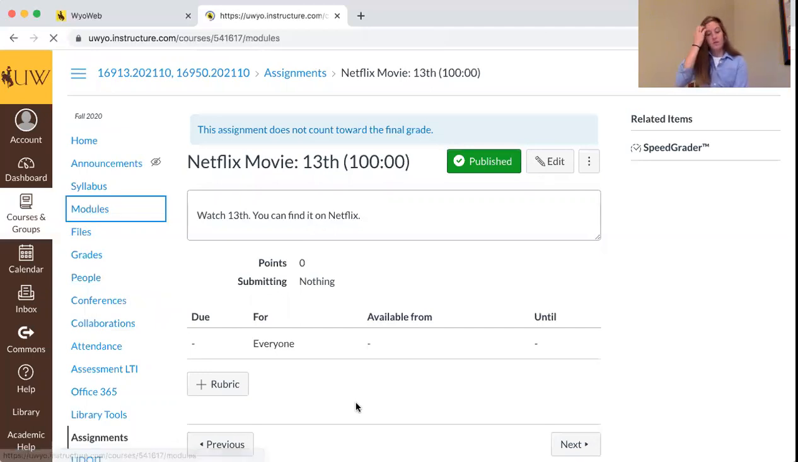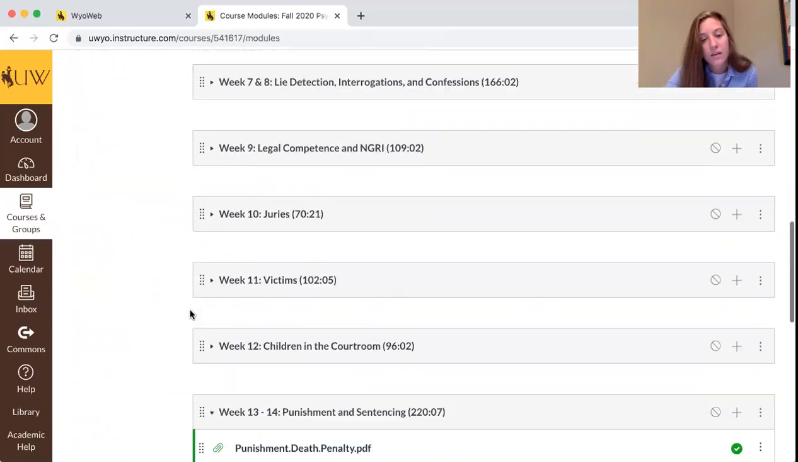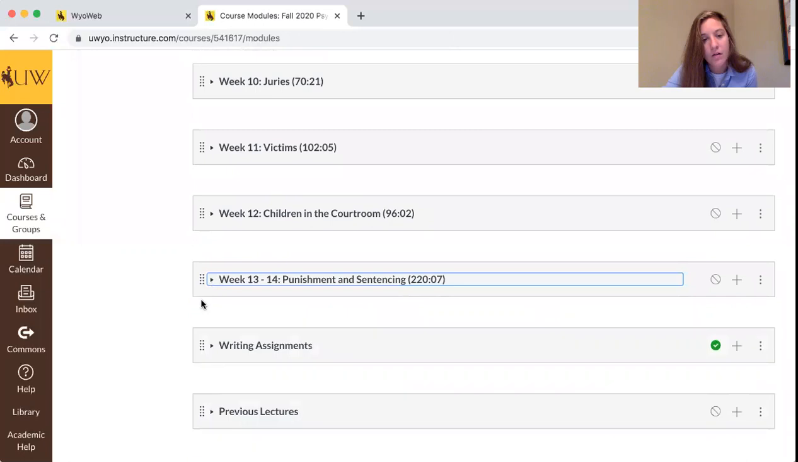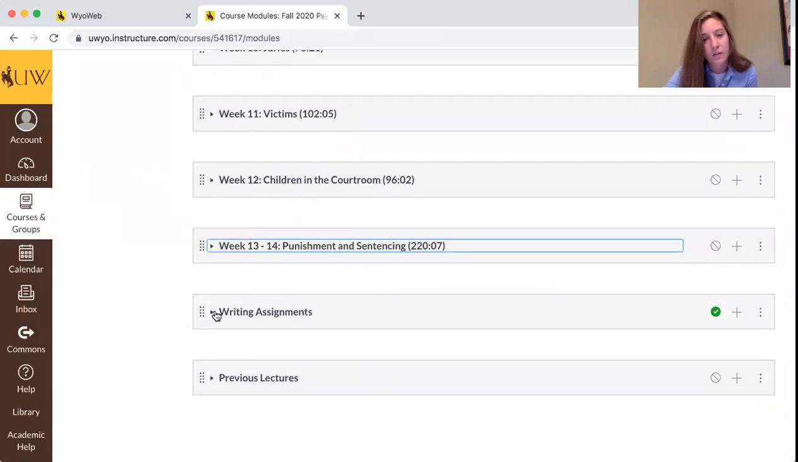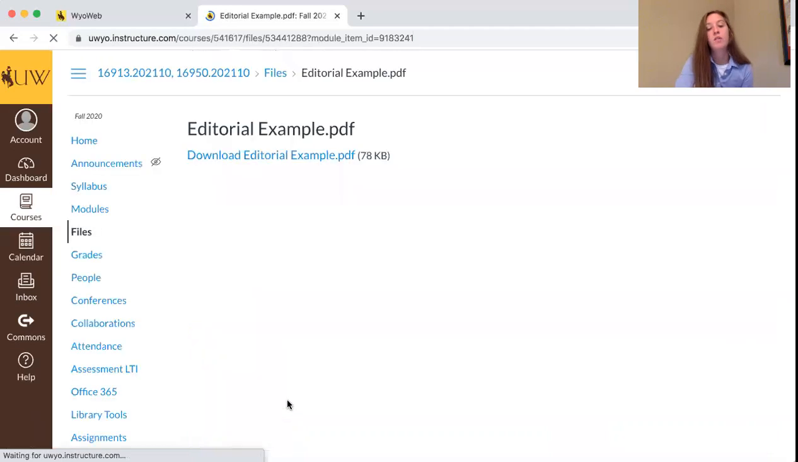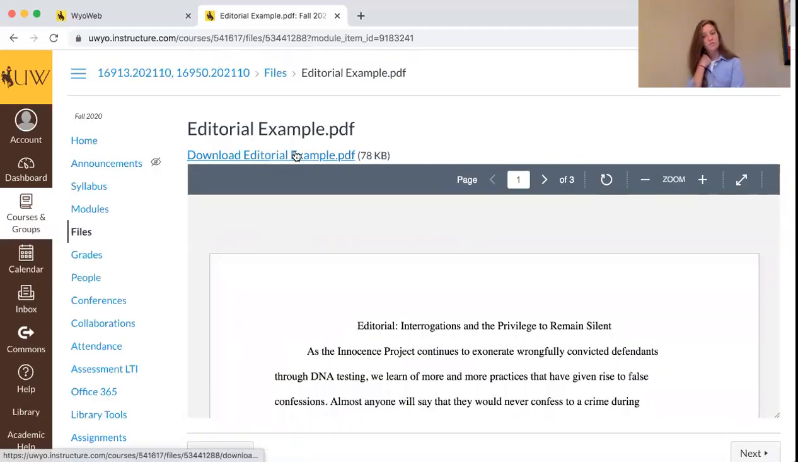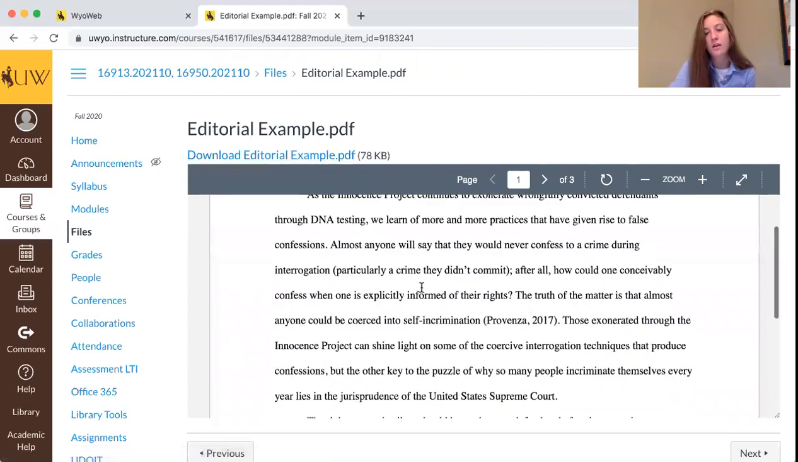Let's go back to the modules here. I believe that's really all we have to talk about on the modules. One thing down here, you can see in this writing assignments tab, we have already gone over the editorial and the current event. But if you want an example of a well-done editorial that was turned in a previous section of this course, you can click in here and read through that.